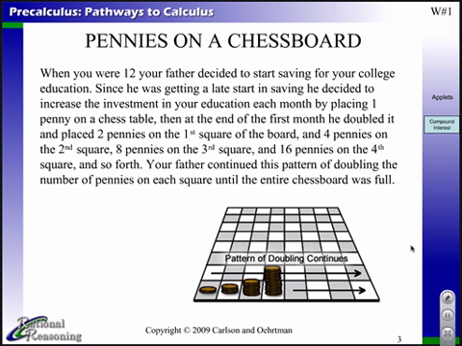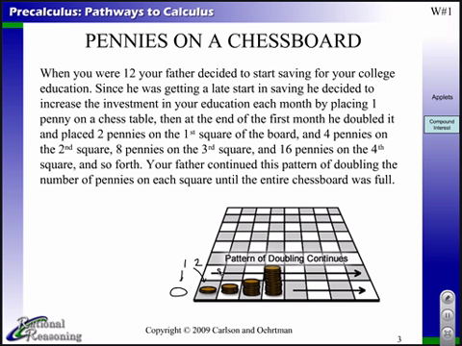He started by placing, so what they're not showing here is the first thing he did was he placed one coin on the table next to the board. So one coin. And then after 1 month, he doubled the previous amount, and that first time he put 2 coins in the corner.